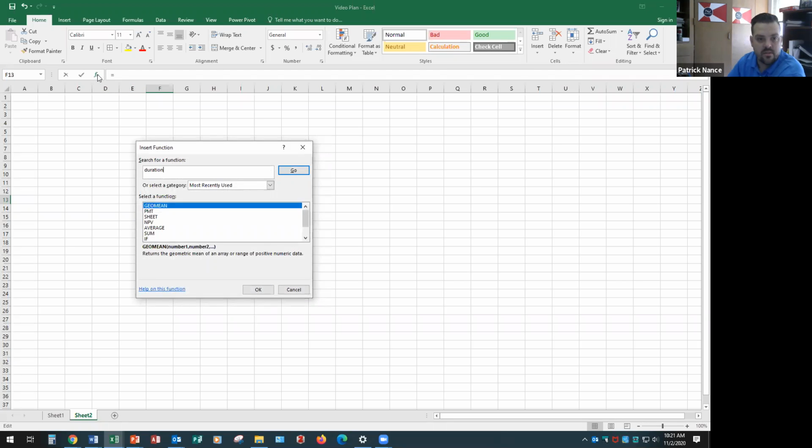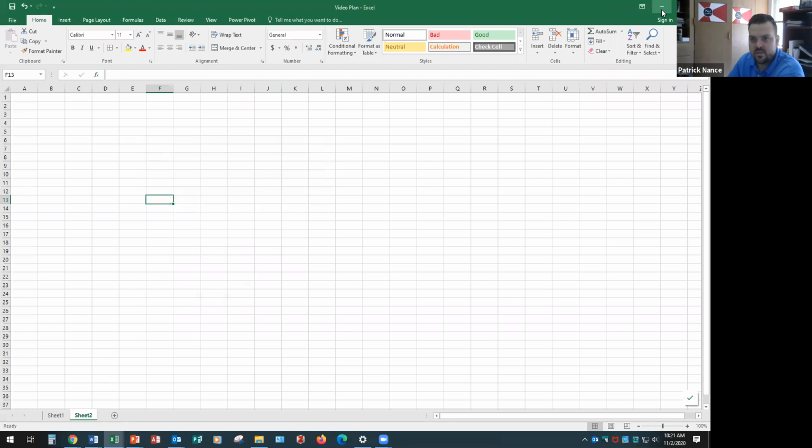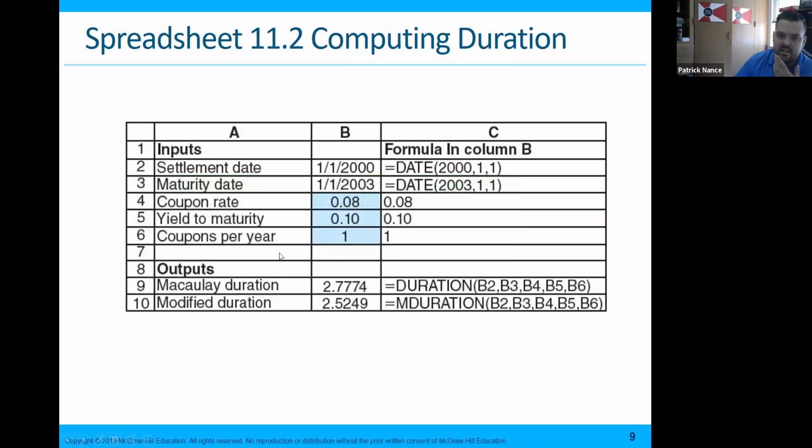Equals duration. See, they have both the duration and the modified duration methods that you can configure and use in Excel yourself. And again, I'm not going to rebuild this because I do believe they did a great job of building it right here and showing you step by step what exactly it looks like. So I'm not going to rebuild it, but this is, again, another good spreadsheet that I would recommend building.